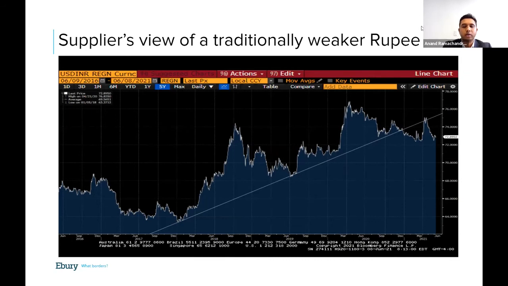I'd also like to look at how the foreign currency reserves for the Reserve Bank of India have changed over this period and how this has affected the market. Could we move to the next slide, please?